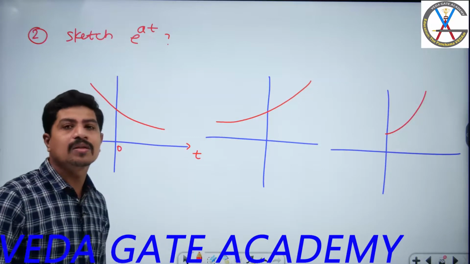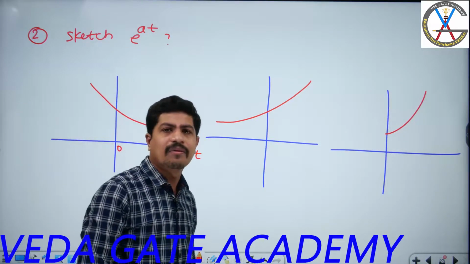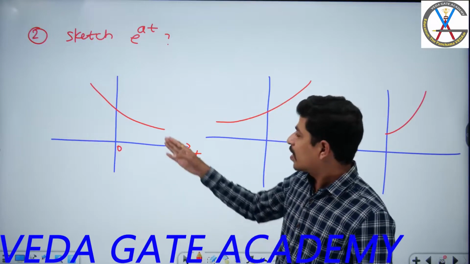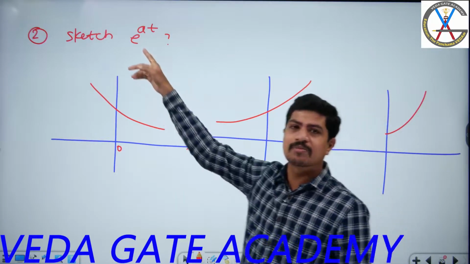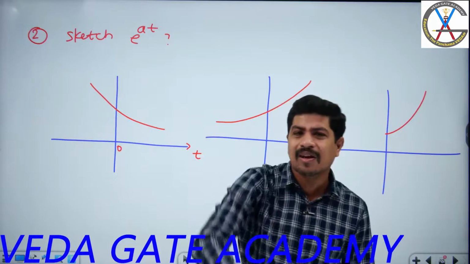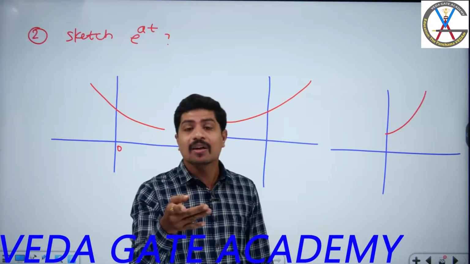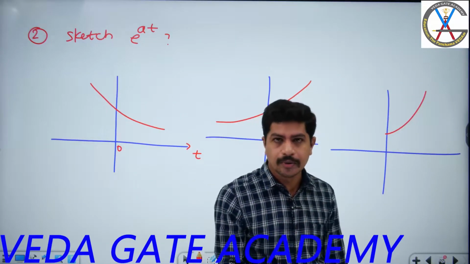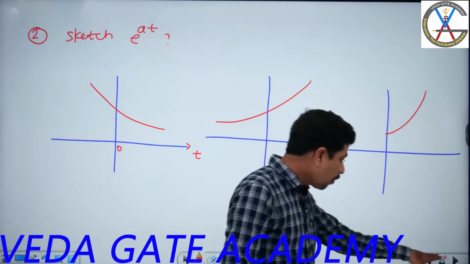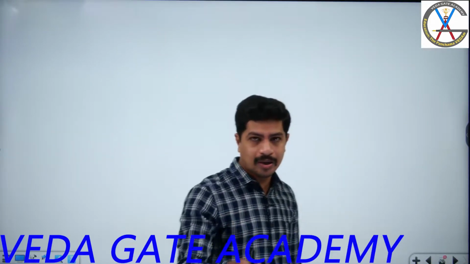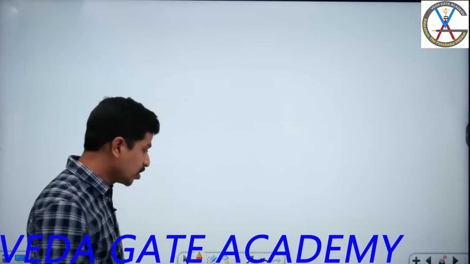The question itself is incomplete. Why is the question incomplete? Whether it is exponentially decreasing or increasing depends upon the value of a. As I did not give the value of a, you must ask, sir, for what value of a? Is a positive or negative? Depending on whether a is positive or negative, we are going to have different exponentials.